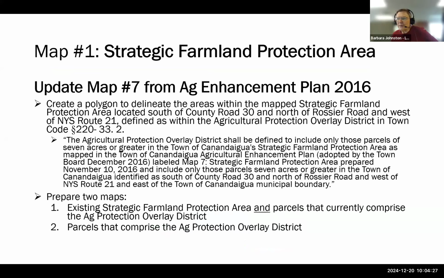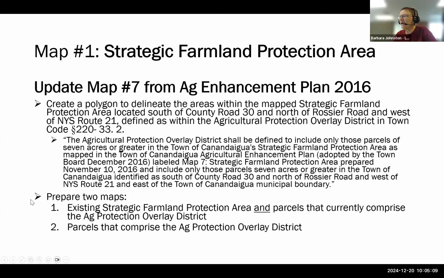So I wanted to just go over the maps that we had in our list to update. The first one is to update map number 7 from the Ag Enhancement Plan. As you recall, that was the map that showed priority farmland protection areas with the red blob map surrounding the areas that are actively farmed, and also had delineated by soil type. But we wanted to add to that the Ag Protection Overlay District that the town defined in its zoning law, but I don't believe you've ever mapped that. Is that correct, Sarah? Correct, yeah, we don't have any maps. It's just that description in the law.